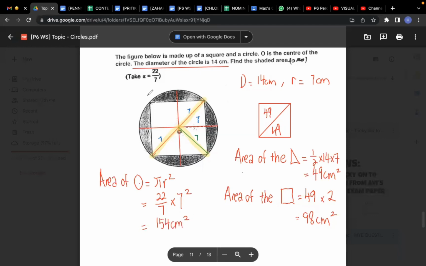Since I know the area of the circle and I know the area of the square, what I can do is simply take the area of the circle, remove away the area of the square, and you will get the area of the shaded part. So the shaded area equals 154 minus away 98, and that gives me 56 cm square, and this is my answer for this question.